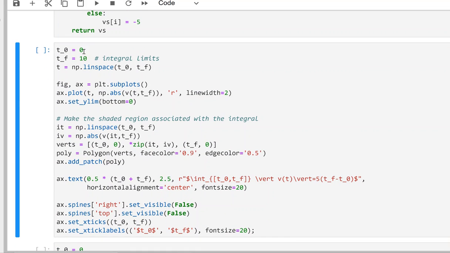And now all I'm doing here is defining the limits of integration, so 0 to 10. I'm just defining these as I want. So t naught will be 0, t f will be 10.